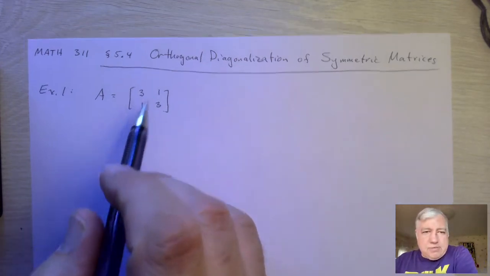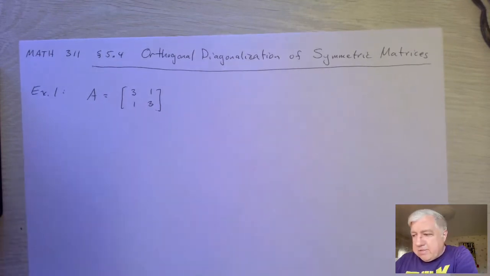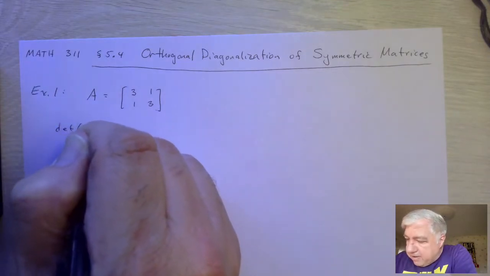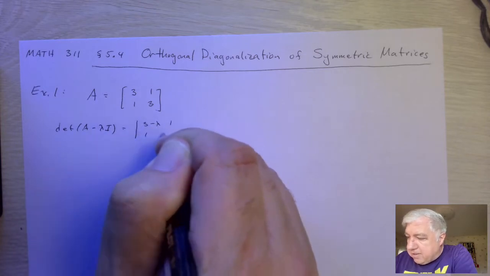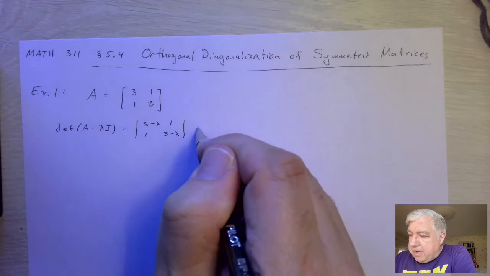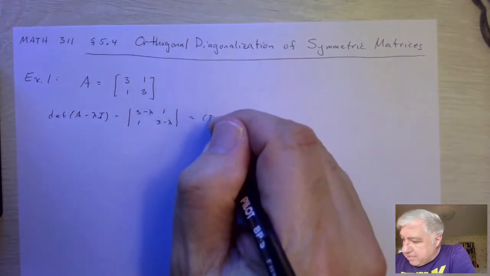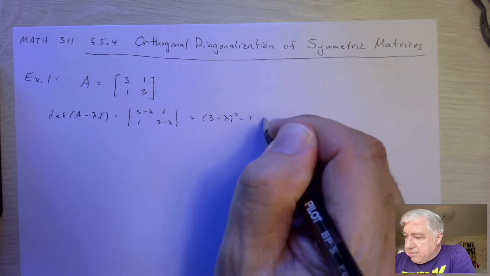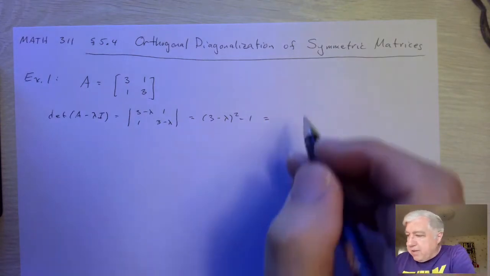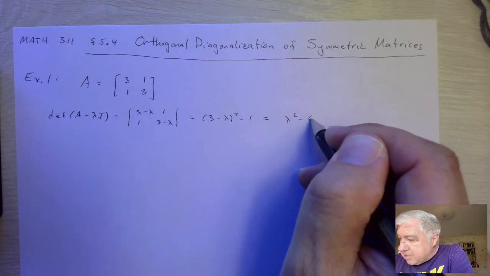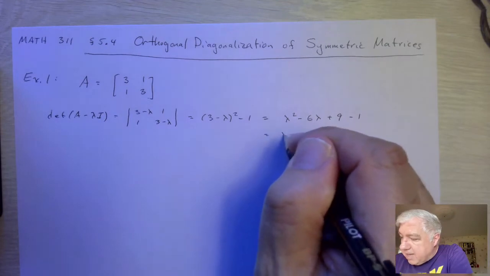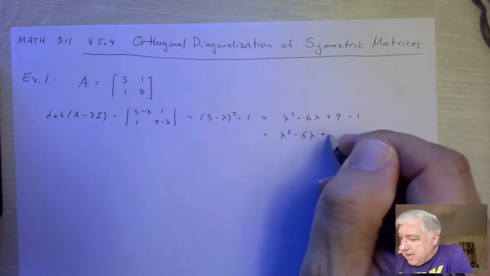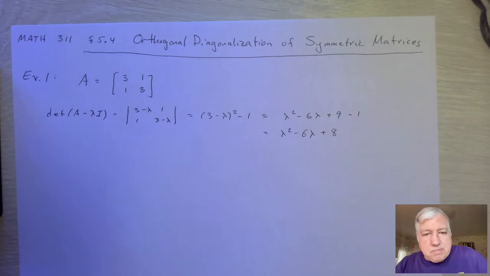To diagonalize this, we need to find the eigenvalues, and to find those, we find the characteristic polynomial. So we get the determinant of A minus lambda I, which is 3 minus lambda, 1, 1, 3 minus lambda. Taking the determinant, this is (3 minus lambda) squared minus 1. When you multiply this out, you get lambda squared minus 6 lambda plus 9, and then subtract 1, so this becomes lambda squared minus 6 lambda plus 8. And that's the characteristic polynomial.